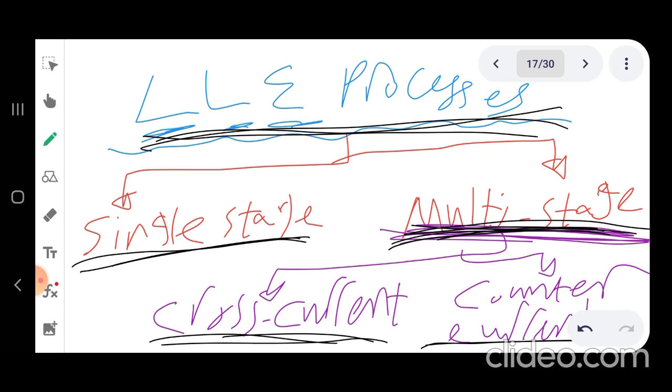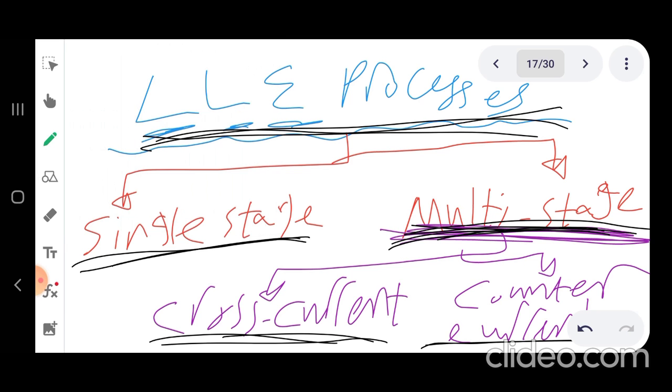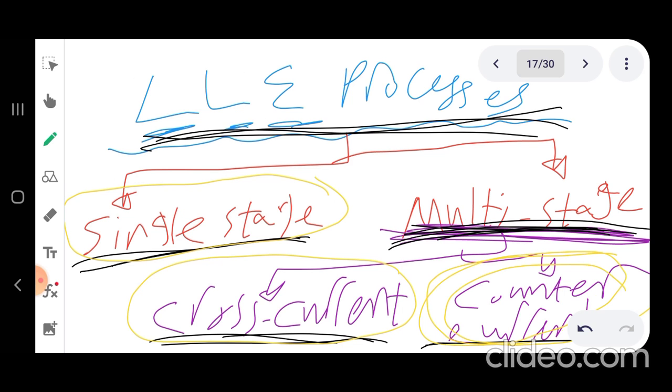Okay, so in the next videos we are going to talk about single stage, the next one is cross current, and the last one is counter current. The most famous one out of these is the counter current multi-stage liquid extraction. But before we go to the next video, where we are going to discuss single stage liquid extraction, we need to agree on some symbols.